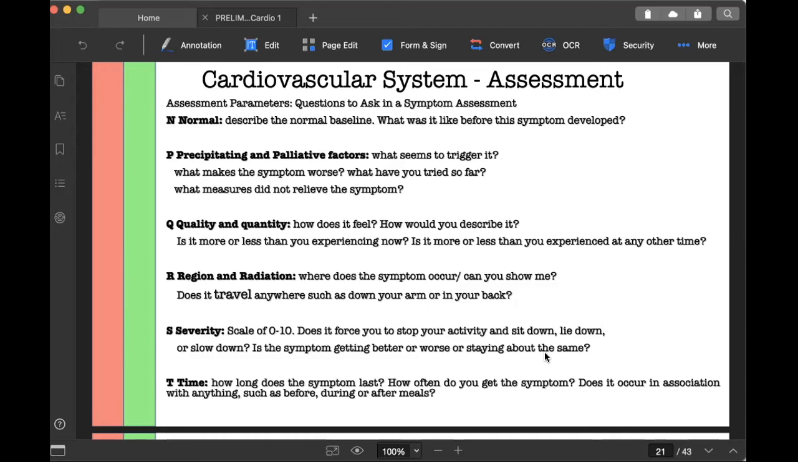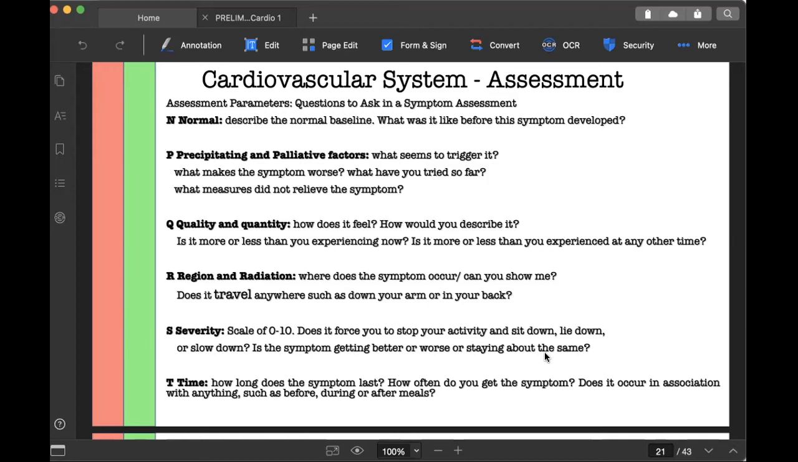The quality and the quantity: how does it feel? How would you describe it? There are different types of pain, as you already know, and is it more or less than you were expecting now? Is it more or less than you experience at any other time? Region and radiation: where do the symptoms occur? Can you show it to me? Does it travel anywhere, such as down to your arm or in your back? It's because if these things happen, it can be an indication of stroke, right? So you should always properly ask this kind of questions to your clients.